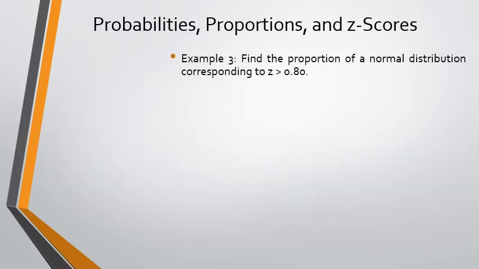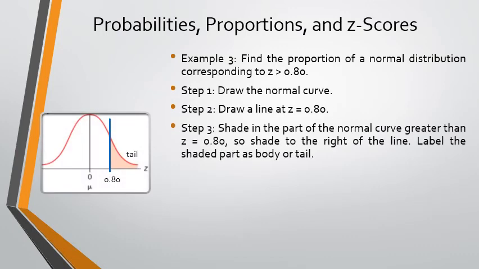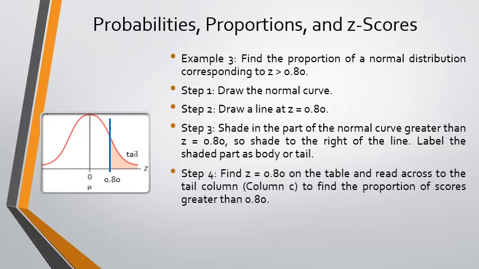So here's example 3. Find the proportion of a normal distribution corresponding to a z-score greater than 0.8. So you're going to draw the normal curve. You're going to draw a line at z equals 0.80. And then you're going to shade in the part of the normal curve that is greater than 0.80. So again, that's to the right. Label the part that you shaded as body or tail. In this case, it's a tail. It does not include 0.